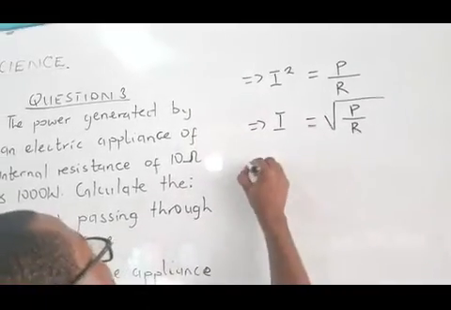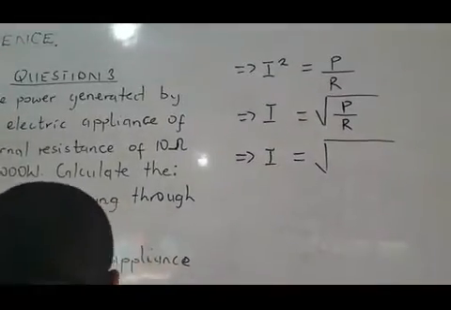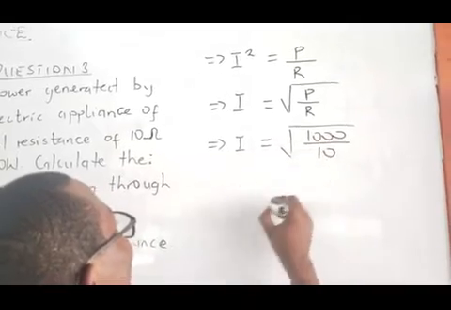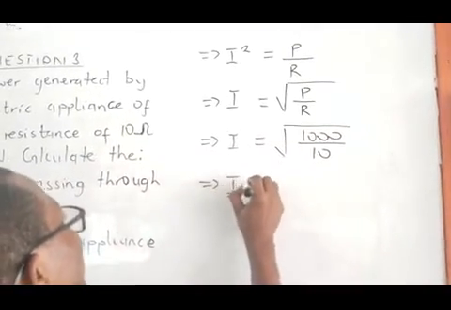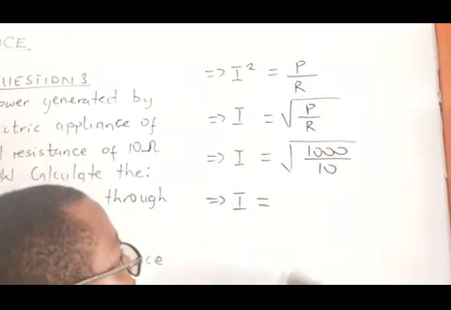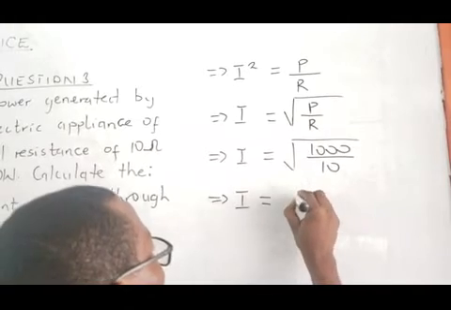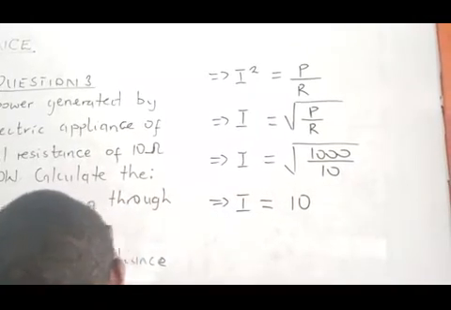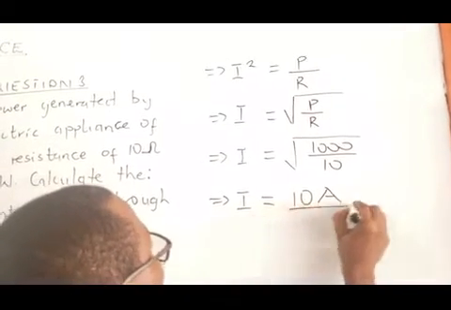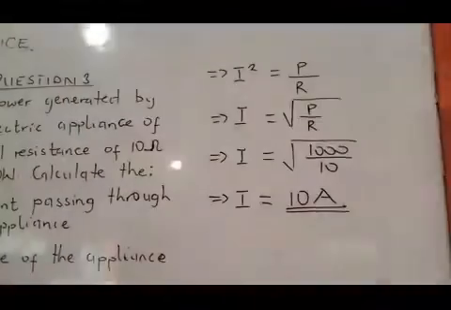If you do your substitution, your I therefore becomes square root of P, which is 1000, over R, which is 10. That gives square root of 100. This zero cancels that, so that's square root of 100. You punch it on your calculator, square root of 100, that will be equal to 10. Current is measured in amperes, so you add the unit A, amperes. So that is the current passing through the appliance.